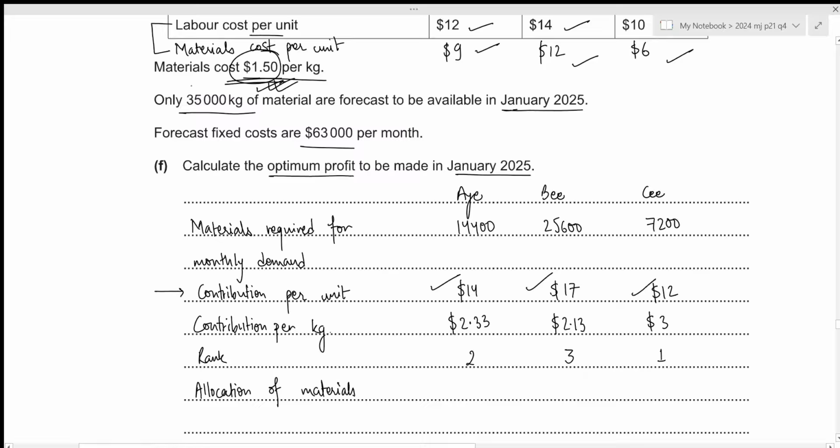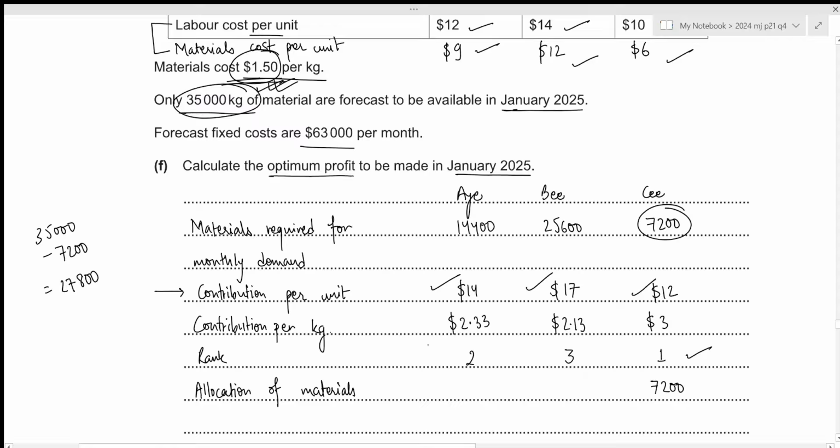We know that we have a total of 35,000 kg of material. Firstly, we will divide the material to product C. We'll always allocate the material based on their ranks. And since C has the highest rank, we will first allocate it to C. C requires a total of 7,200 material and we have 35,000. So out of 35,000, 7,200 will be allocated to C. Now, after this allocation, we have 35,000 minus 7,200 material left, which is 27,800.